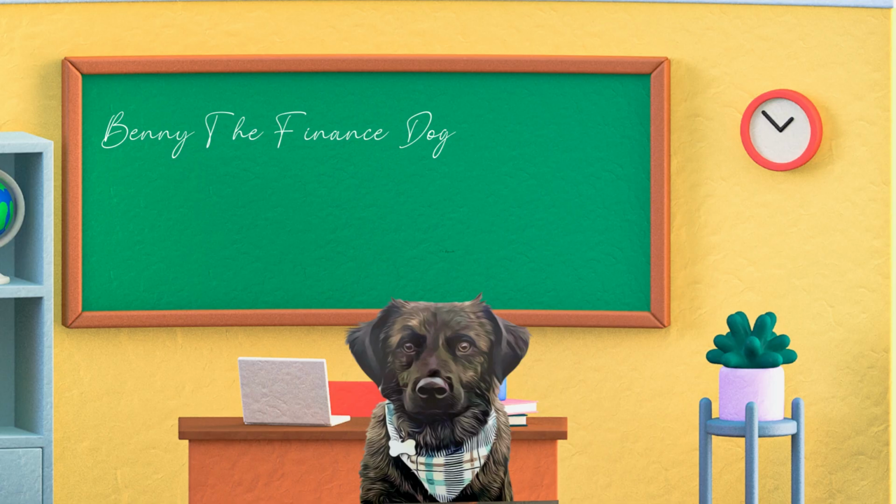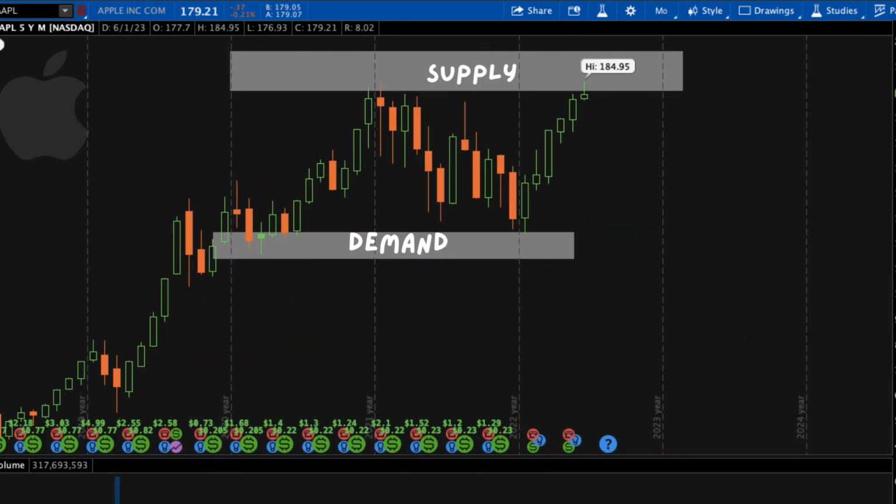This is why I like Apple as my day trading stock, because it is a good example of a stock that can be traded using supply and demand zones. Here's a chart that shows the price of Apple on the monthly chart that we went over yesterday in Sunday's market review video.